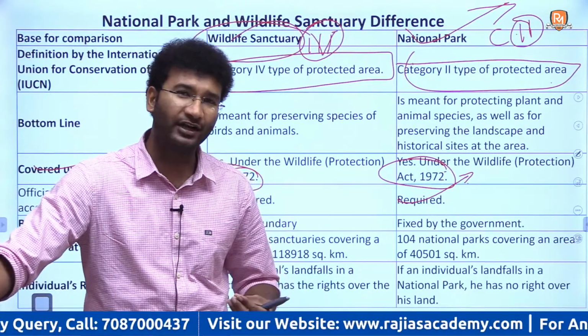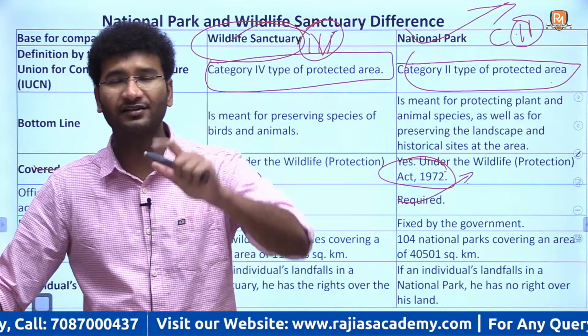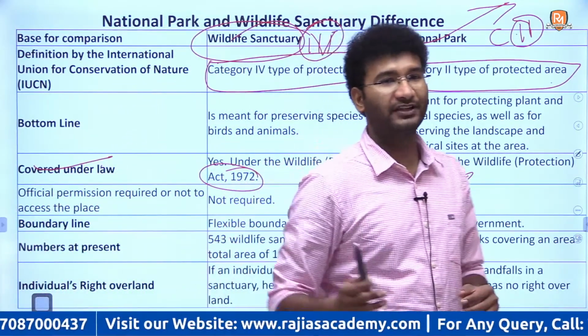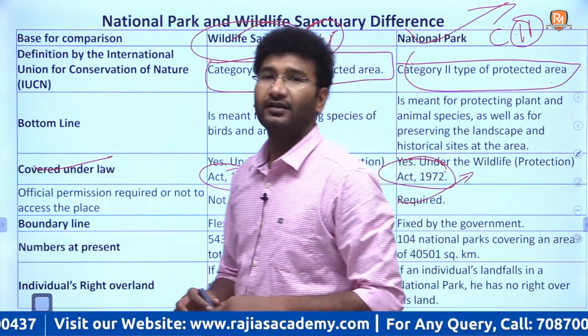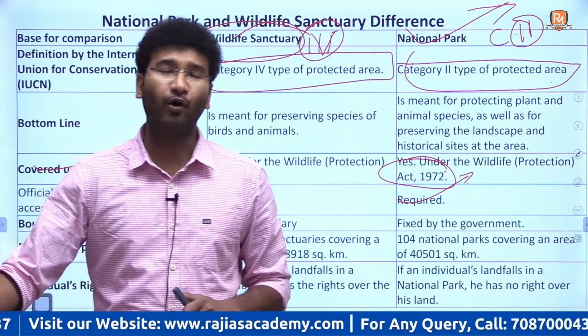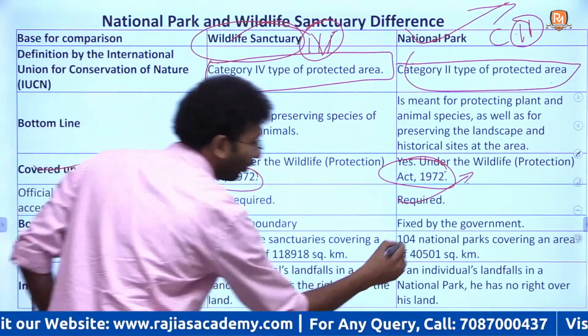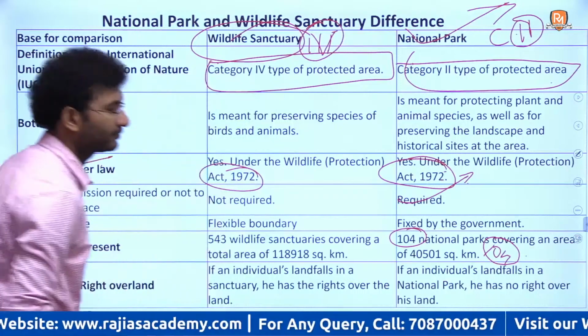And who has the authority to declare a particular area as wildlife sanctuary? Is it the state government or the central government? If you know, please comment in the comment section. Now, with respect to the numbers of national parks across India, there are around 104 national parks, right?